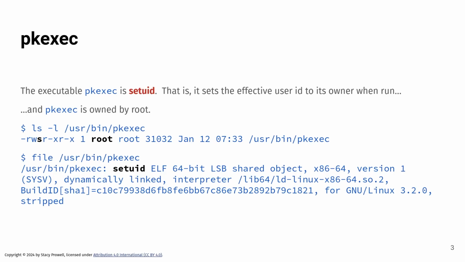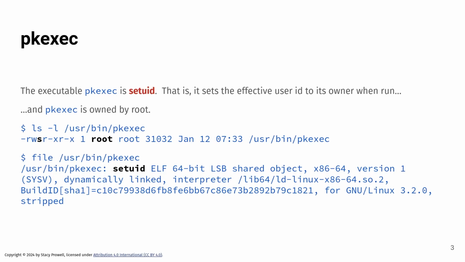Now, what's going on here? Well, your actual user ID is just the ID of your user. The effective user ID is a separate thing, and that's the ID that allows you to take certain operations. So in this case, because pkexec is owned by root and it is marked as being setuid, when you run it, it runs as if you were root. And so that means that it can do certain specialized things.